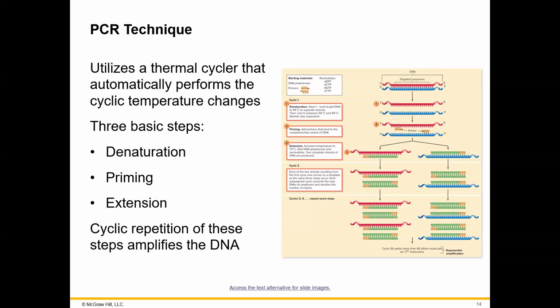So each round of PCR doubles what was the previous round. So after 1 round, you'll have 2. You went from 1 to 2. After 2 rounds, you went from 2 to 4. After 3 rounds, you went from 4 to 8. After 4 rounds, you went from 8 to 16, and so on. It's going to get confusing if I keep doing it.